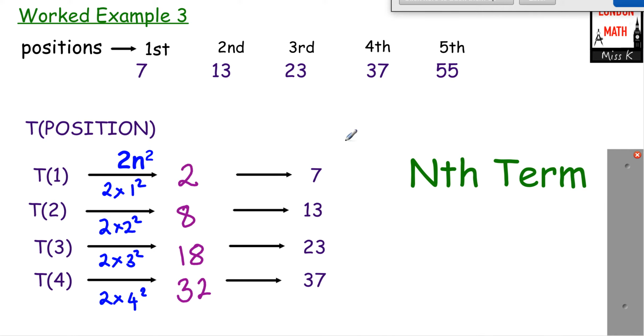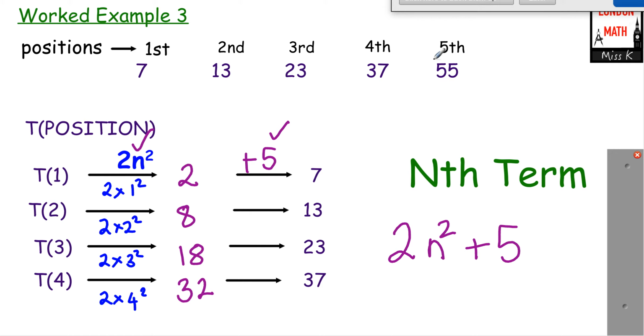Right, now we're going to check what do we need to do to these numbers to ensure we actually get the terms of the sequence. So if you got it, we're plussing 5 each time. And then you'll just check, is that true? 8 plus 5 is 13, 18 plus 5 is 23, 32 plus 5 is 37. So now we've got the components of our sequence, and so the nth term is 2n squared plus 5.